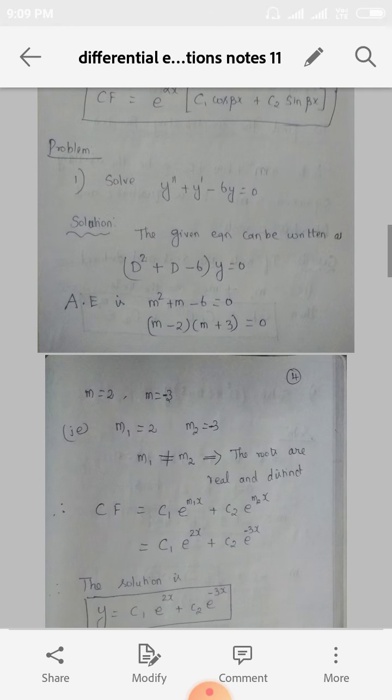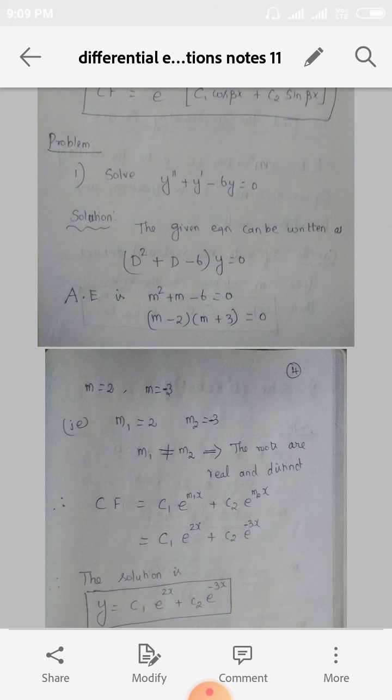See the first one. Solve y double dash plus y dash minus 6y is equal to 0. This is a second order equation. First, see the solution. The given equation can be written with D square for y double dash and D for y dash, so it becomes D square plus D minus 6 of y is equal to 0. Next, we have to write the auxiliary equation.